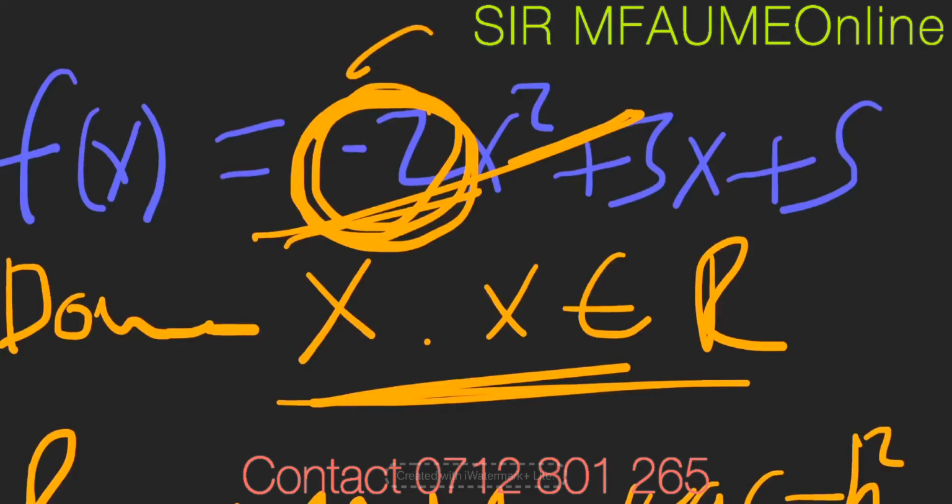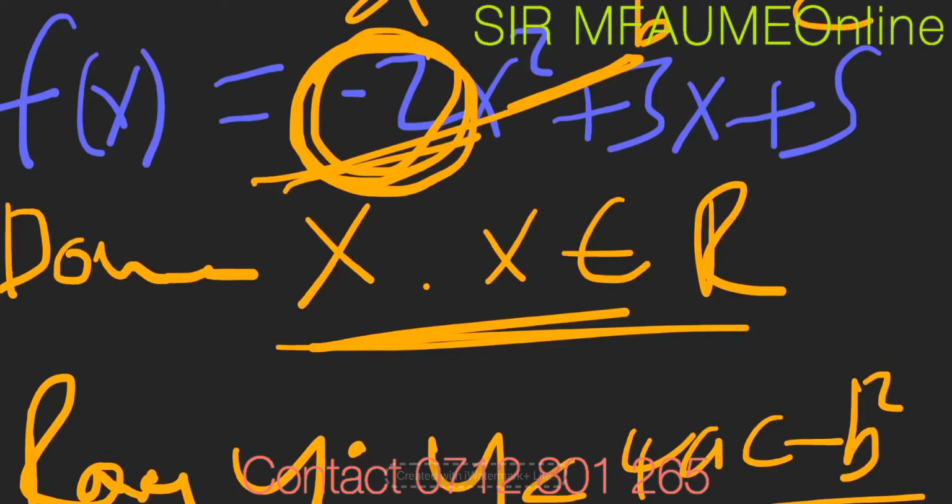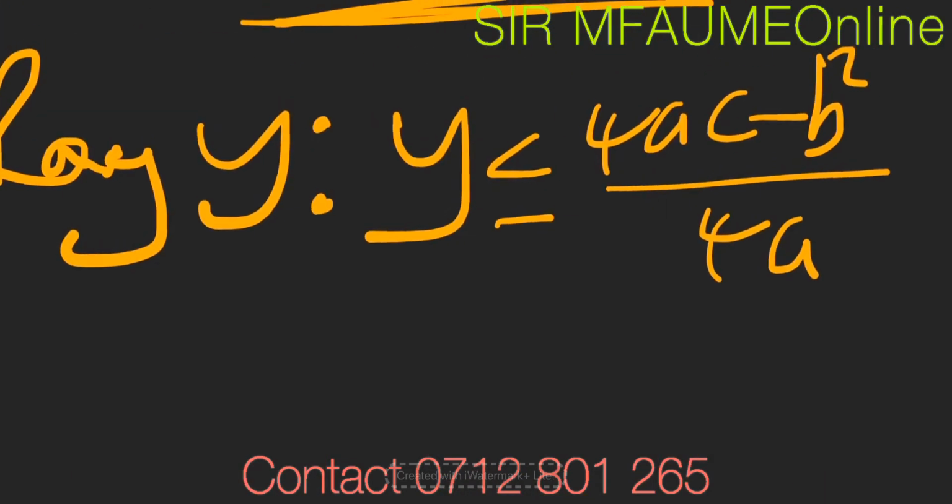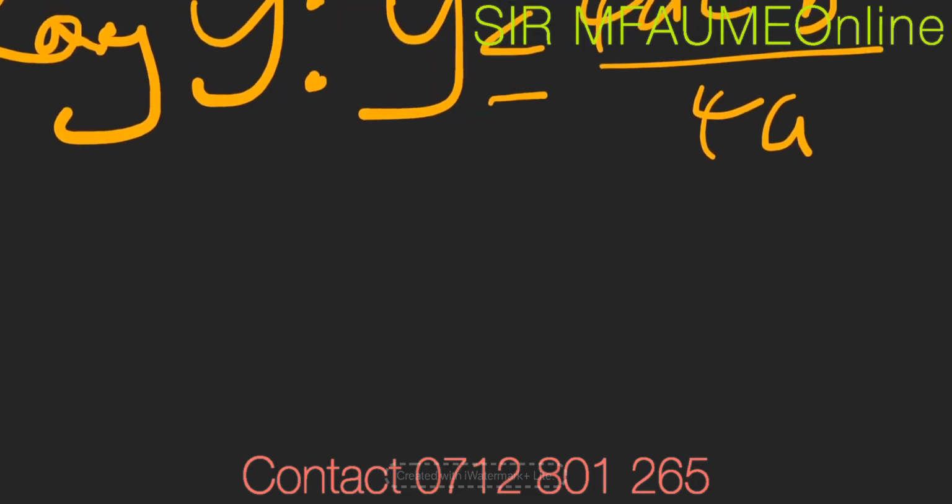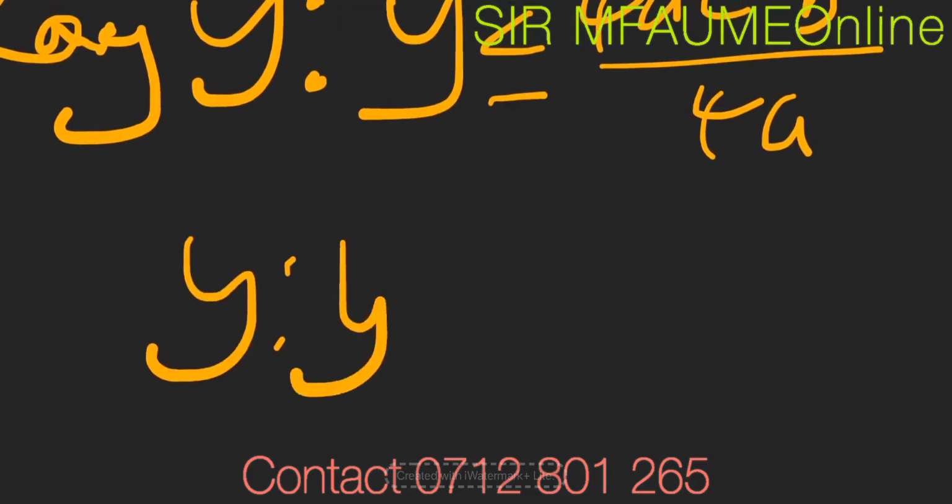As we see here, this is the value of a, this is the value of b, this is the value of c. Since my value of a is negative 2, that means it is negative, and because the value of a is negative, my function is maximum. Because it is a maximum value, the range will be y such that y is less or equal to (4ac minus b squared) over 4a. Let me calculate my range.